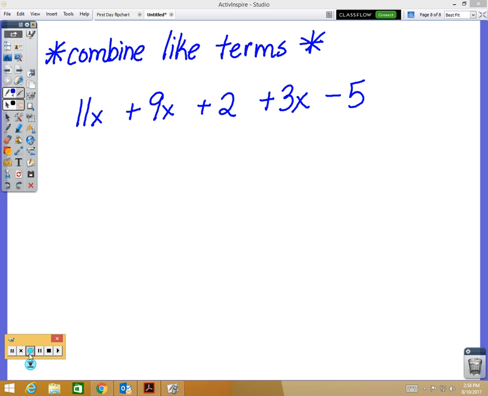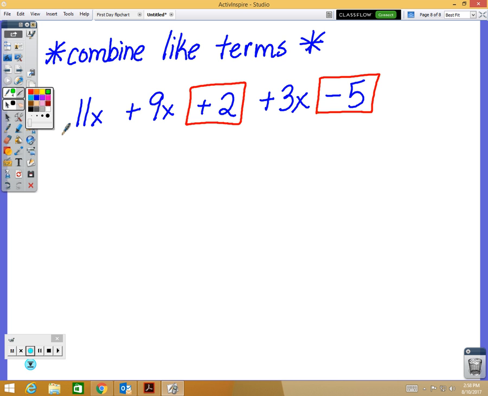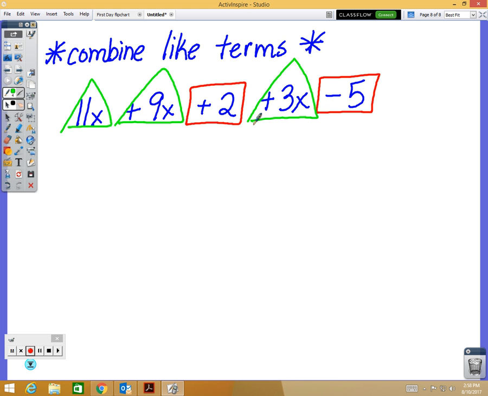Okay? So you would combine your constants, and the sign in front of it goes with it. You would combine your constants, and then you would also combine your terms with the variable. Now, when you write this, the most proper way to write it is to have your term that has the variable listed first. That's kind of the proper way to write it. So let's combine 11x plus 9x, that's 20x, plus 3x, that gives me 23x.